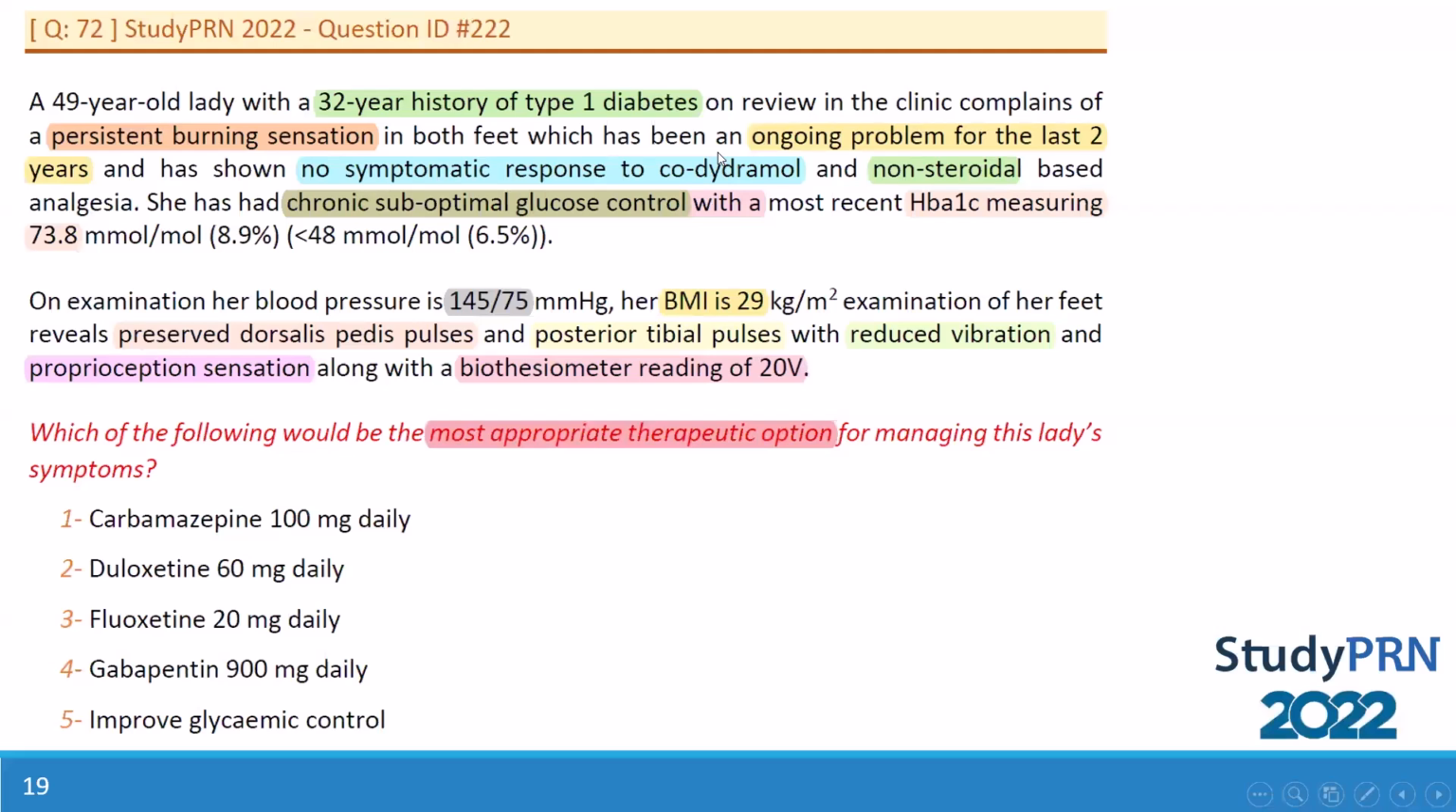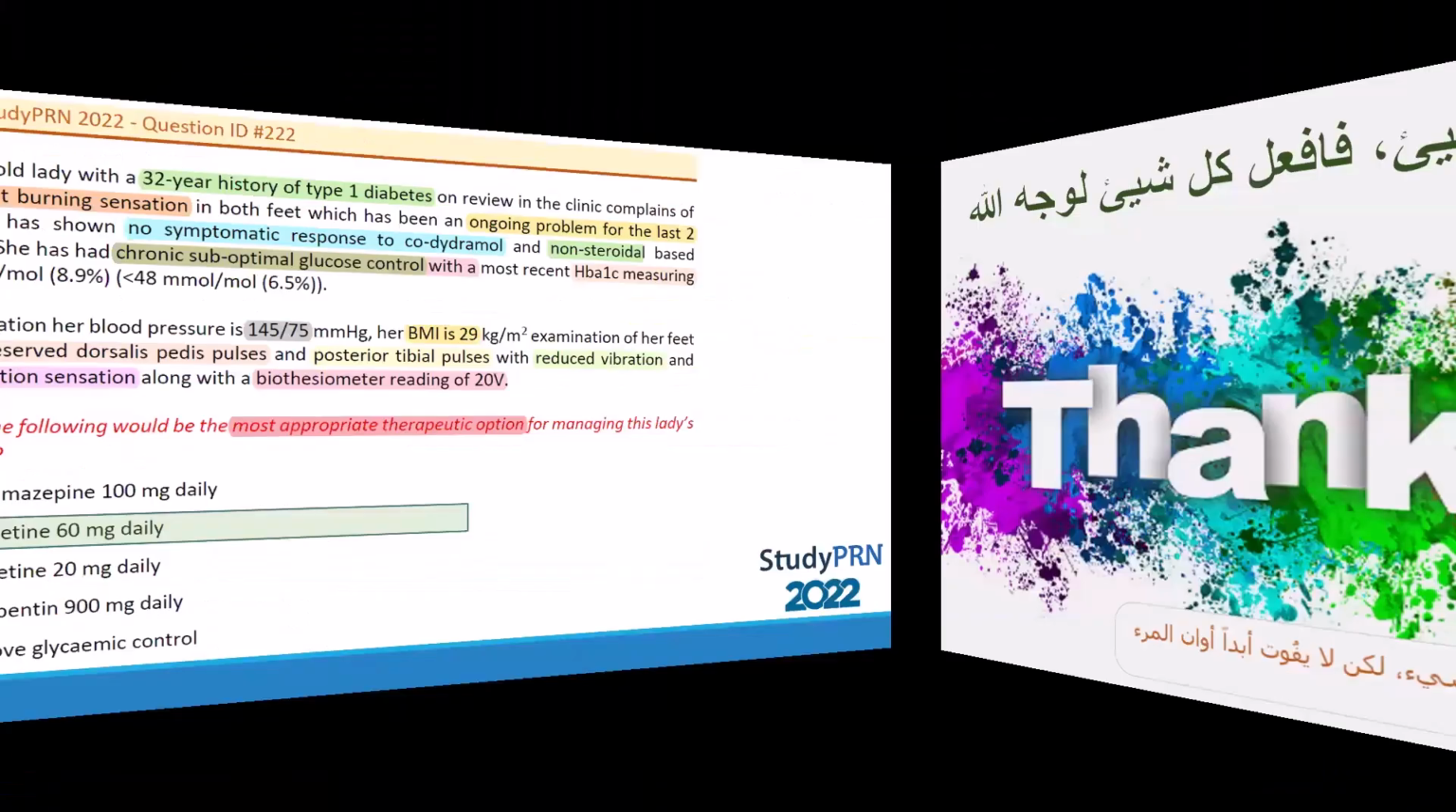Duloxetine. Yes, duloxetine. So don't forget that duloxetine, gabapentin, pregabalin, amitriptyline can be used as first-line therapy. So duloxetine is the best option here, and actually this is the last question in my session today.